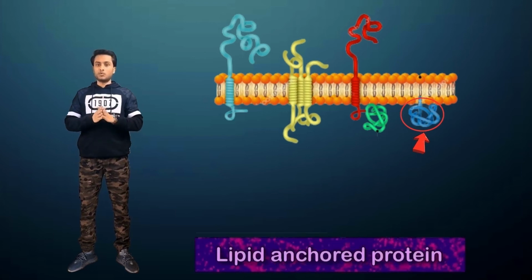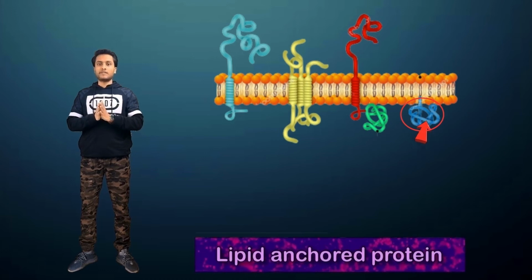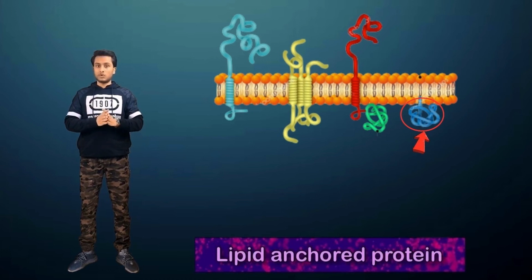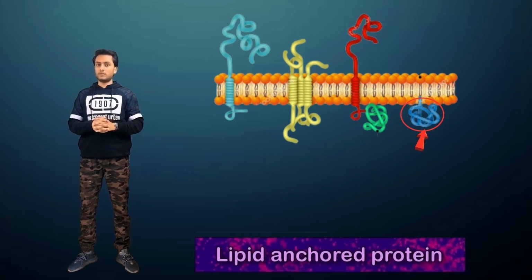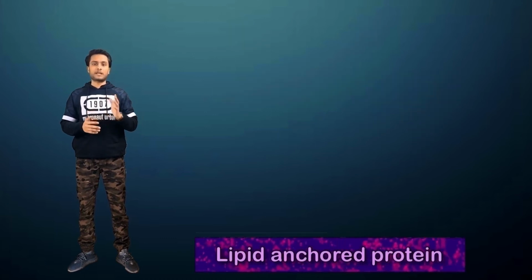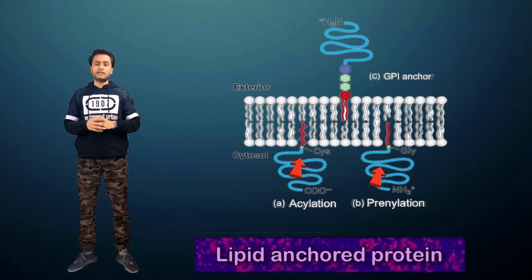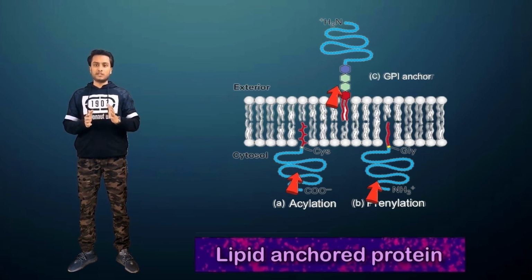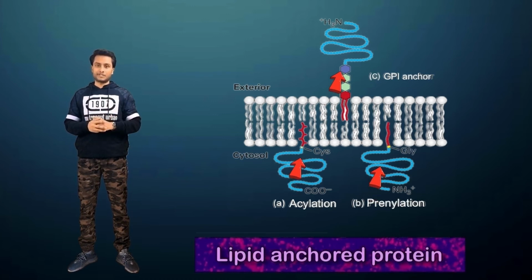Now the last one is the lipid anchored protein. These proteins are also attached to the surface of the lipid, but they are very tightly associated with the lipid molecules using a covalent bond. Mainly there are three types of lipid anchored proteins available, that is prenylated lipid anchored proteins, acylated lipid anchored proteins, and glycosyl phosphatidyl inositol linked lipid anchored proteins, that is GPI proteins.